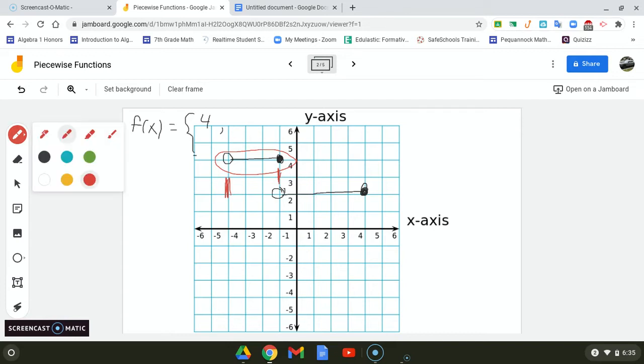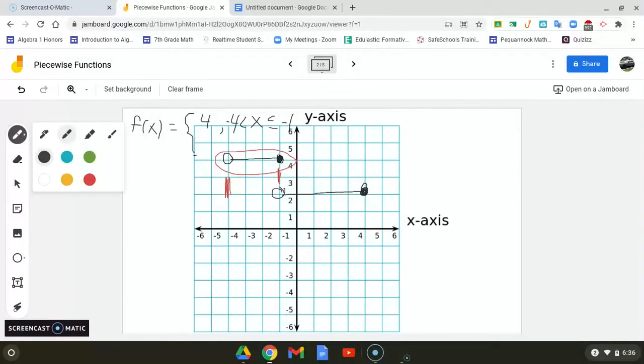So that means that our f of x is going to be equal to 4, but only when x is in between -4 and -1. Now, it cannot be -4, so that's why we get a less than, and it can be -1, so we get a less than or equal to. So what that tells us is when x is any value between -4 and -1, including -1, your function is going to equal 4.